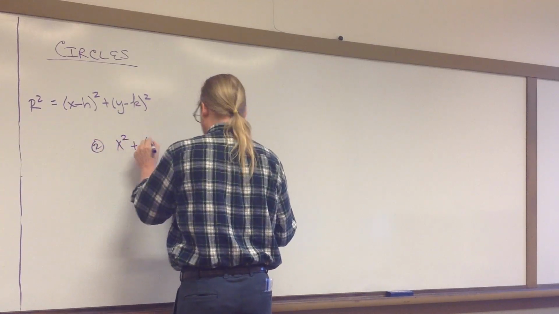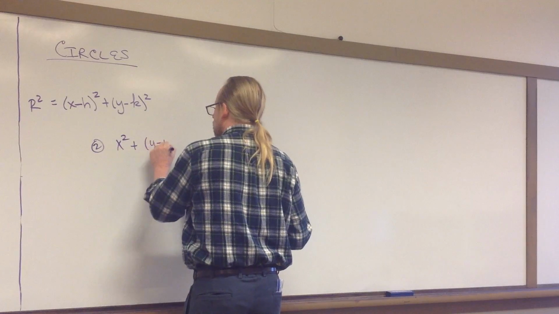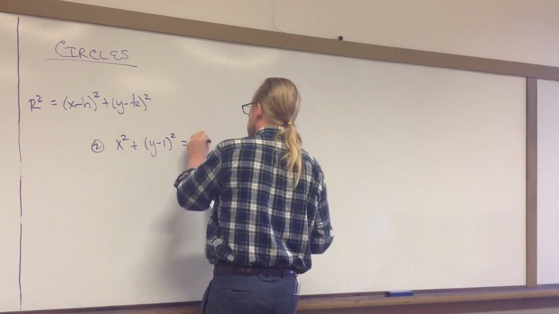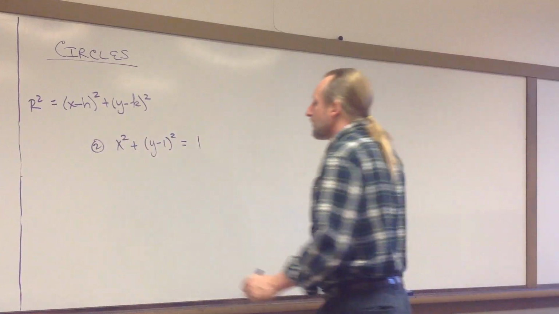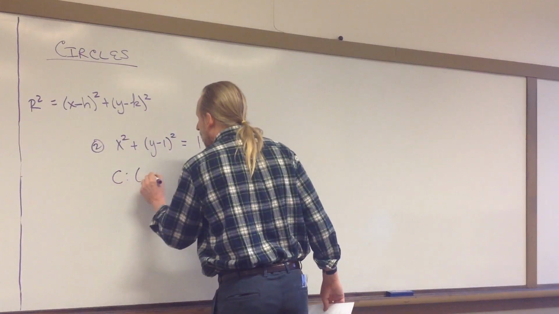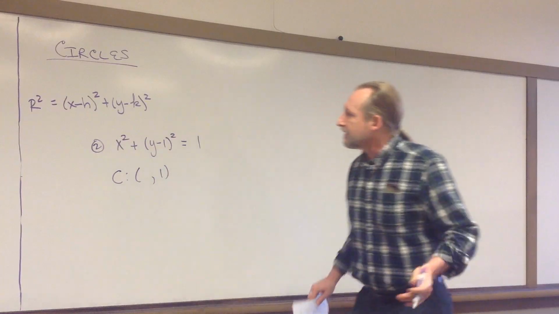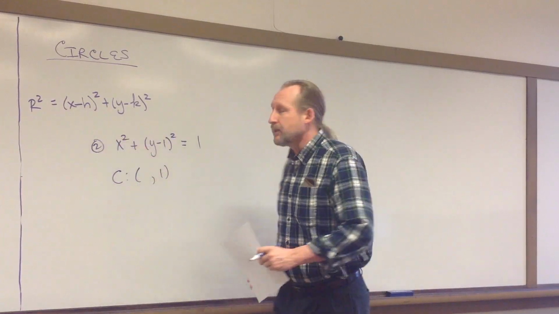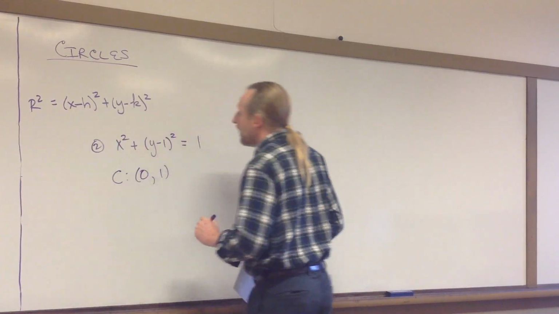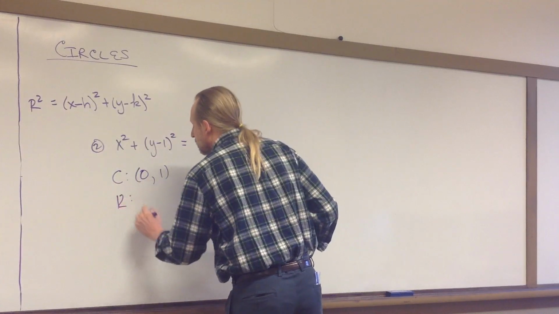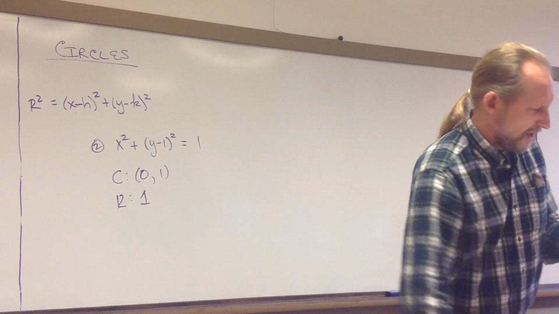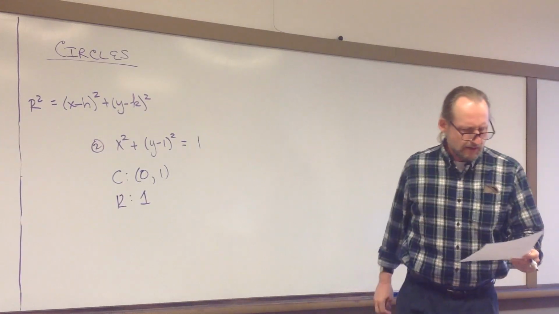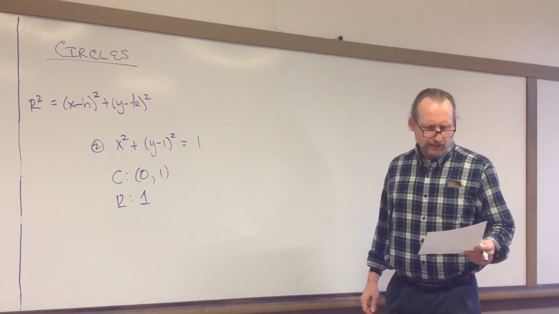x squared plus (y minus 1) squared equals 1. So you can see the y coordinate for the center of the circle is going to be 1. The x doesn't have anything, right? So that just means that the x coordinate is 0. All right? And then our radius is going to be square root 1, which is 1. Okay, let's see here. Find the center and radius.